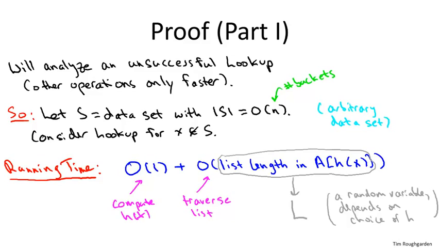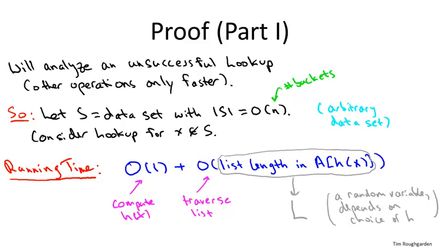Summarizing, we've reduced what we care about, expected time for lookup, to understanding the expected value of this random variable capital L, the average list length in X's bucket. So that's what we've got to do. We've got to compute the expected value of this random variable capital L.